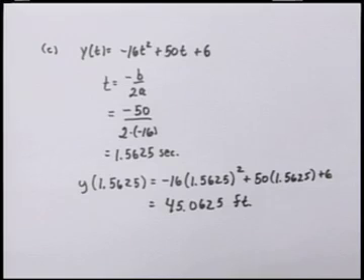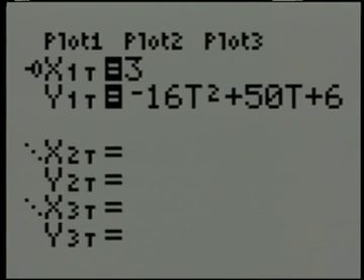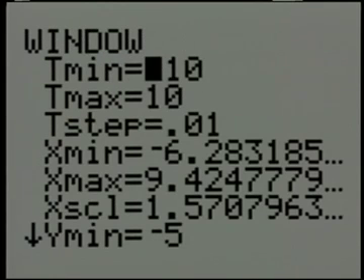Lastly, what we want to do is simulate the motion of the ball by graphing the equations in our calculator. So I turn my calculator on, and what I have is x of t equals 3, y of t equals negative 16t squared plus 50t plus 6. You'll notice that I've changed the graphing style so that it looks like a little ball on the end of a string. I need to establish my viewing window.